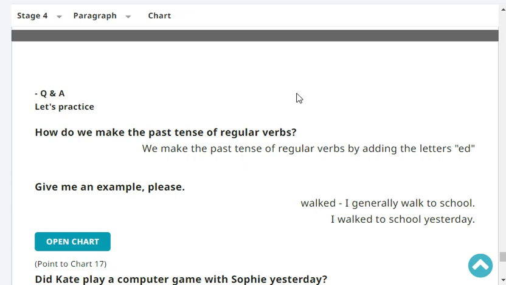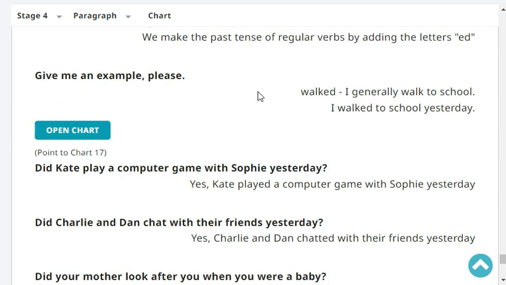Give me an example, please. Walk. I generally walk to school. I walked to school yesterday. Very good. Did Kate play a computer game with Sophie yesterday? Yes, Kate played a computer game with Sophie yesterday.